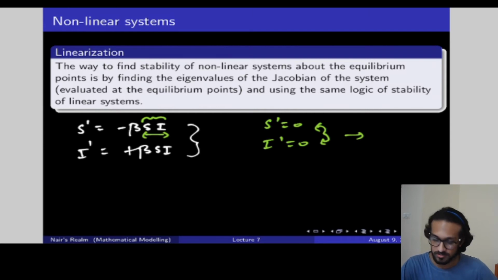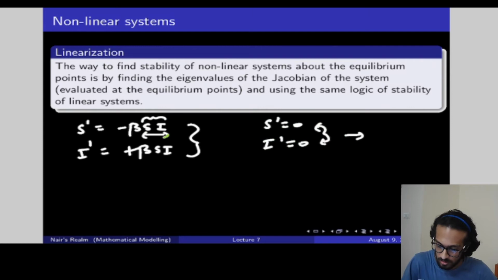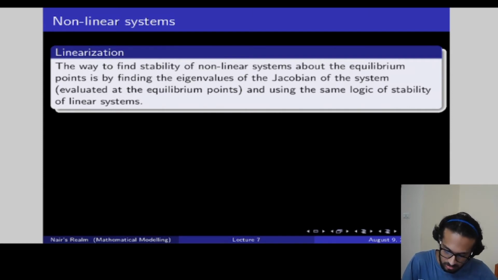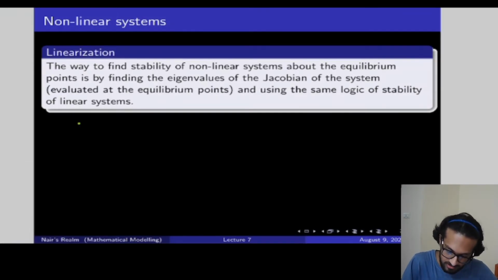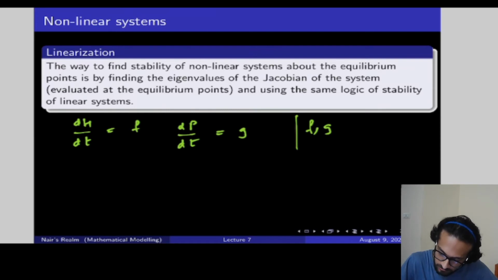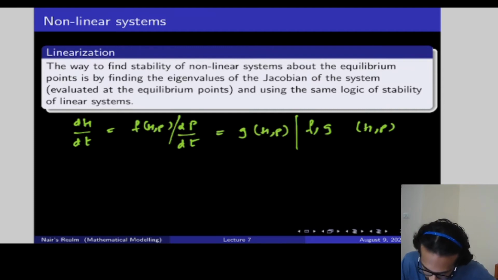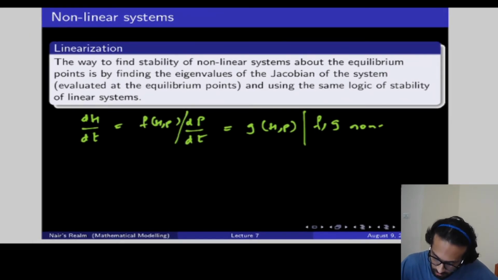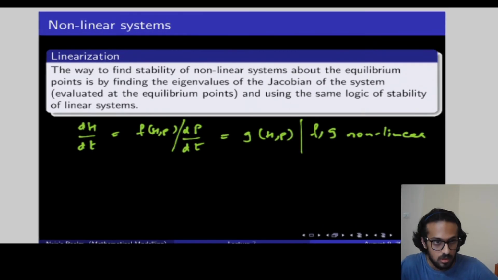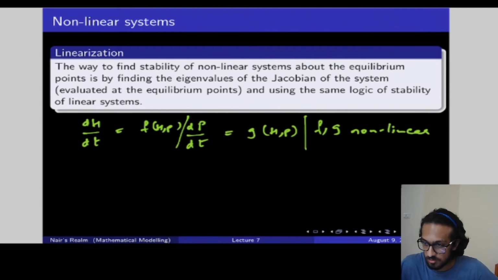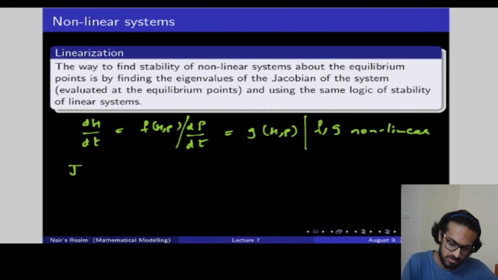So what is the Jacobian? Let's say we had dH by dt equal to f and dP by dt equal to g. And f, g are both functions of h, p. So this is f(h, p). This is also g(h, p), which means they're both functions of h, p. And f and g are nonlinear. So how do we find the Jacobian? What is the Jacobian? The Jacobian is usually denoted by J, okay? But to keep in line with our general notations, I'm going to call it A.